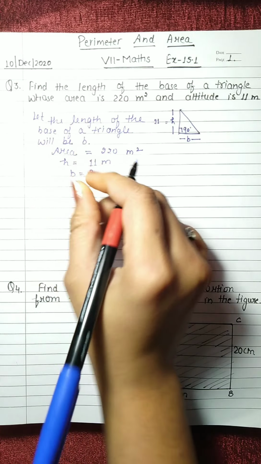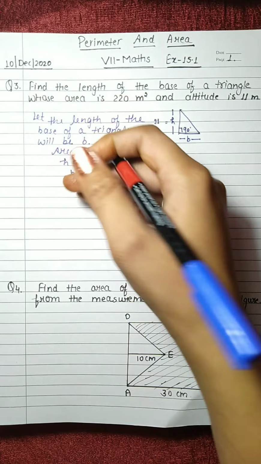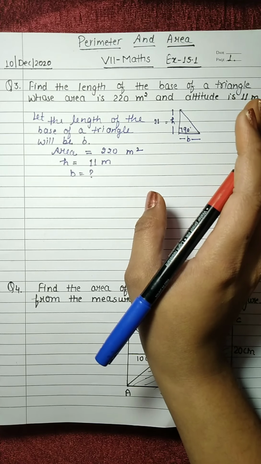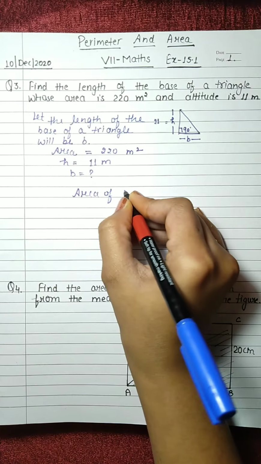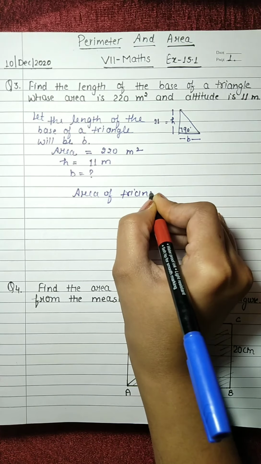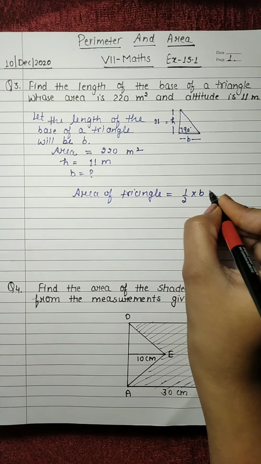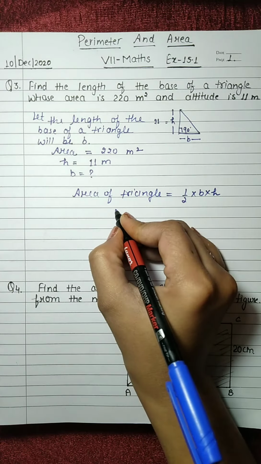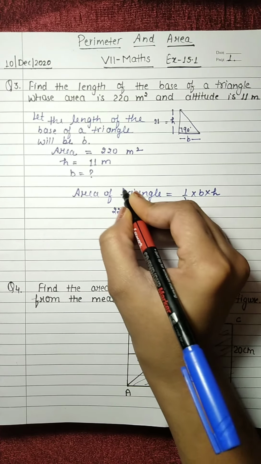Okay students, and students, I have told you that whenever you have a value given for which you know the formula, we use that formula. Is that clear students? So that means area of a triangle will be half into base into height. Okay students, and area is given also, that is 220 is equal to 1 upon 2 into base.